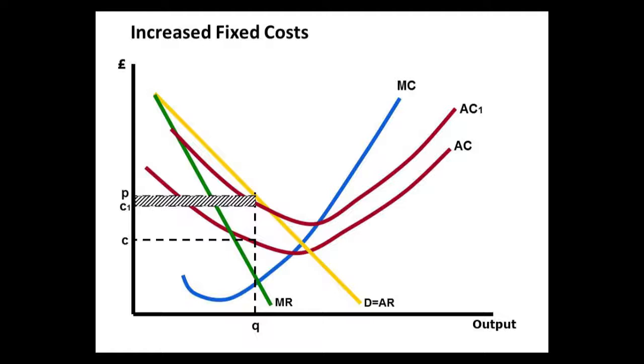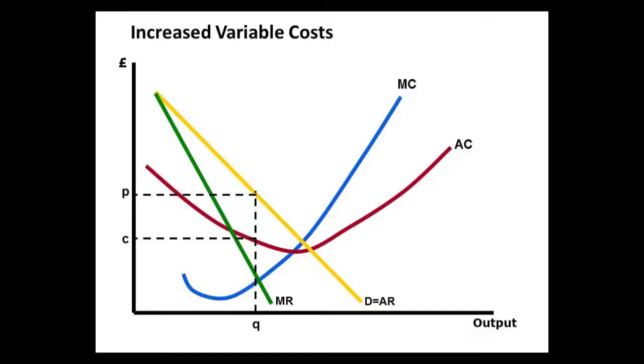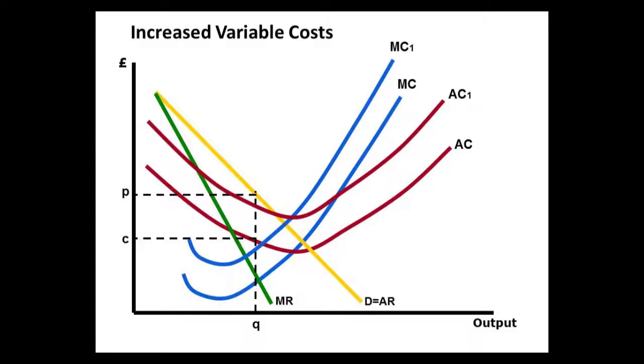The third way, and perhaps the most complex diagram to draw, is an increase in variable costs. These are the costs which change as your output changes, things like raw material costs, which are taken into account by the marginal cost curve. That means an increase in variable costs causes the MC curve to shift upwards, and the AC curve to shift upwards as well. So the MC curve shifts up, and the AC curve as well. So our new AC curve is cut at the lowest point by the new MC curve.